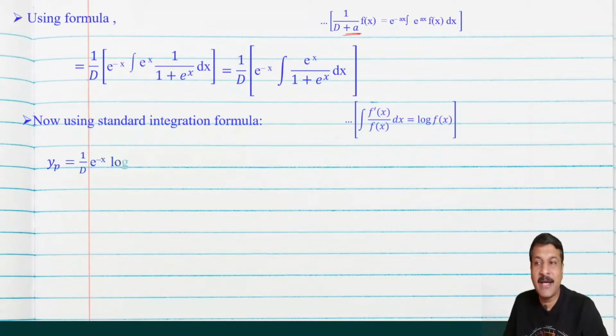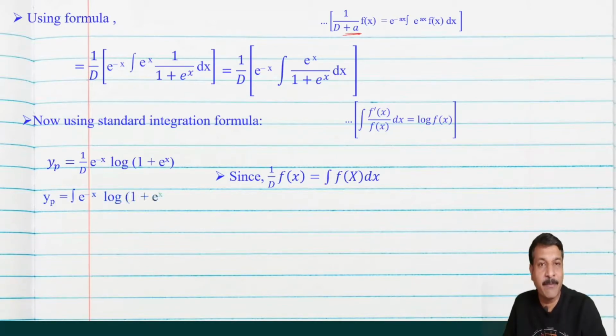So I am getting here yp equal to 1 by D e raised to minus x, it is as it is, and log of 1 plus e raised to x. Now again 1 by D operating on f of x, as we know the standard formula, is directly integration. So since 1 by D operating on f of x equals the integration of f of x, directly take the integration of e raised to minus x log 1 plus e raised to x dx.